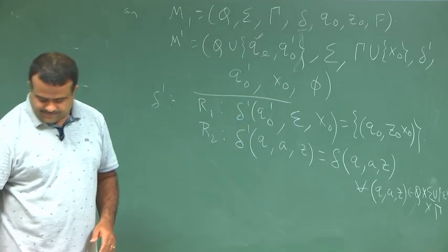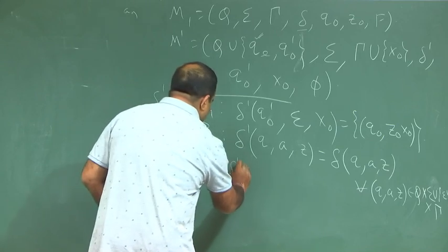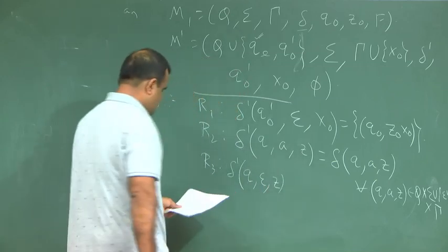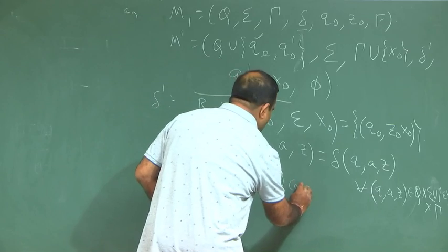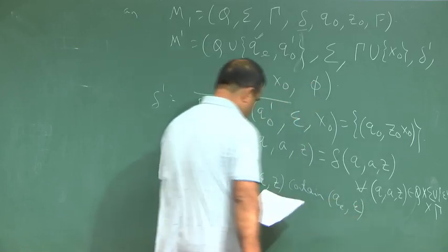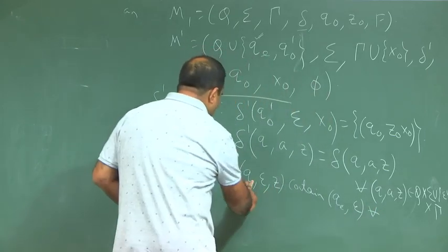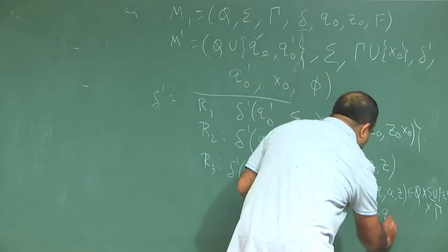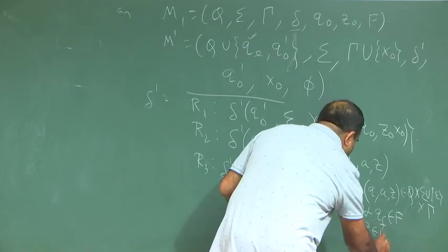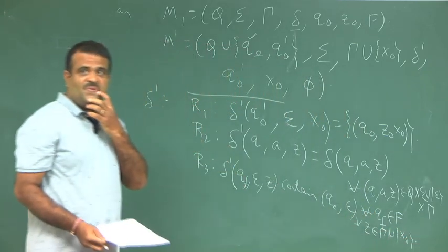So, R 3 is basically: delta hat of q epsilon z, for any z, this contains q e epsilon, for all q f belongs to F, and for all z belongs to this union along with x 0. Okay, this along with x 0.